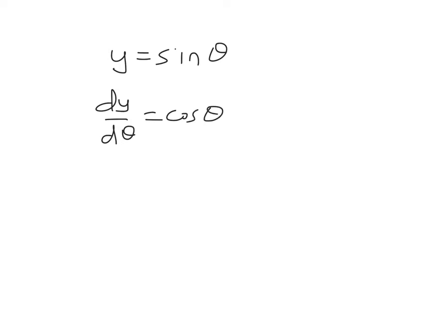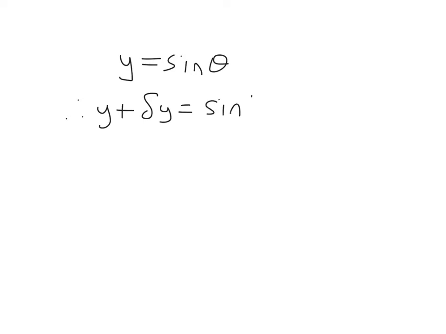Right, now you already know that if y equals sine theta, dy by d theta is cos theta. But in this video we're going to prove this from first principles. So, y equals sine theta, and what we're going to do is increase y by a very small amount. And we're going to call that very small amount delta y. So, if y is sine theta, then y plus delta y is sine of theta plus delta theta.